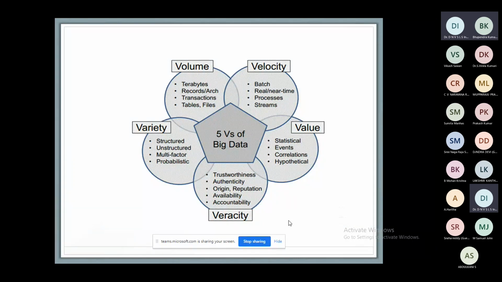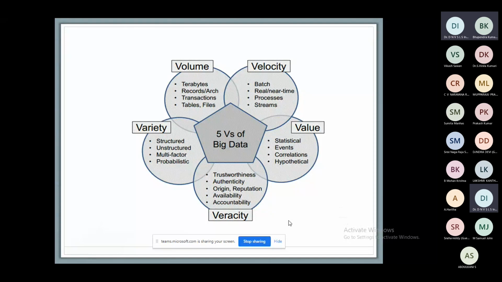Transactions are also like this. Suppose I have 1 lakh rupees, and if I withdraw 10,000, it is only 90,000. So if I stay at 1 lakh, it is not correct. Definitely, I have to consider the withdrawal amount also based upon the time. So that is called velocity. Coming to value, we have to use statistical formulas to get the value from the information, and correlations and hypothetical information are all values. Coming to veracity, it's nothing but trustworthiness.